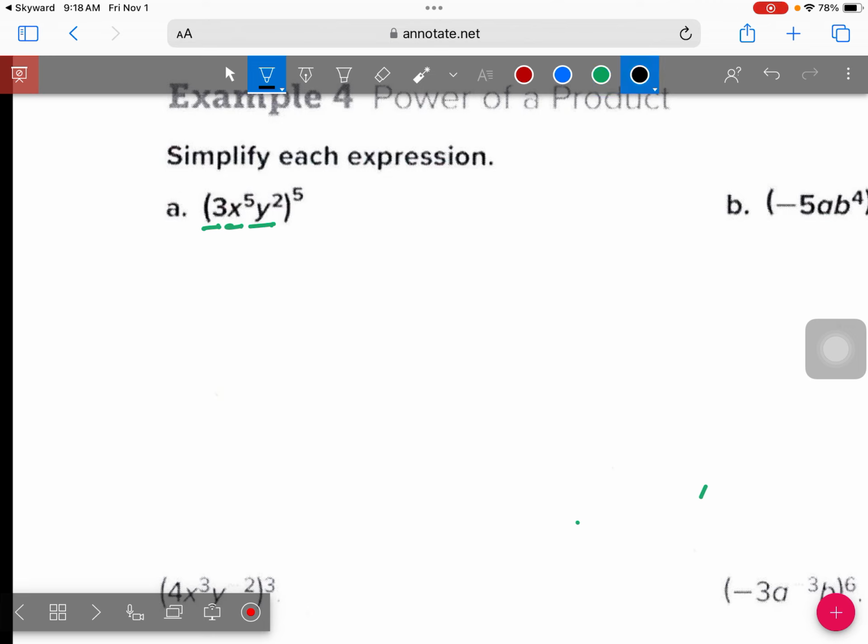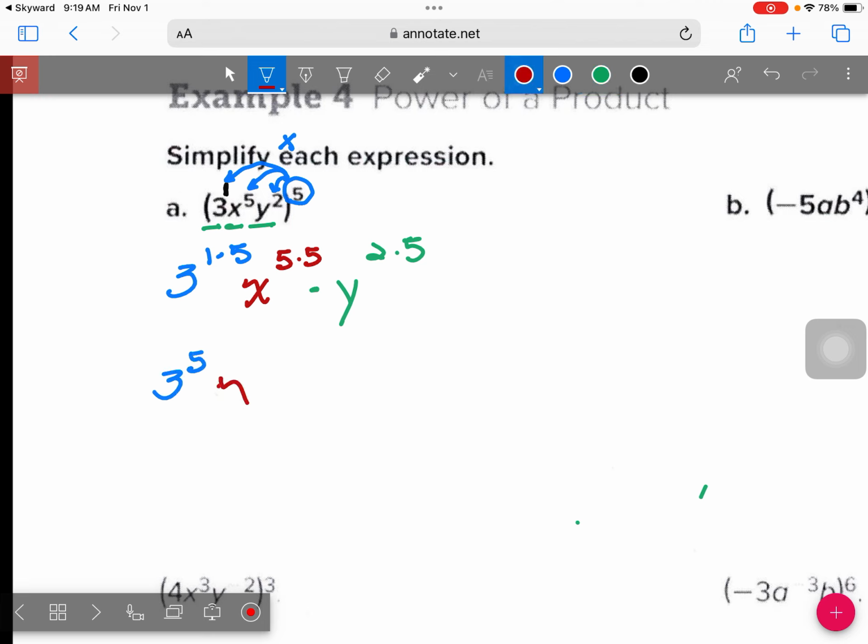First of all, I see my 3 has no exponent. I'm going to put a 1 on it. Each of those exponents, I am going to multiply by 5. It's a lot like the distributive property. So that is 3 to the 1 times 5 times x to the 5 times 5 times y to the 2 times 5. Okay, let's simplify. 3 to the 5th times x to the 25th times y to the 2 times 5, which is 10.